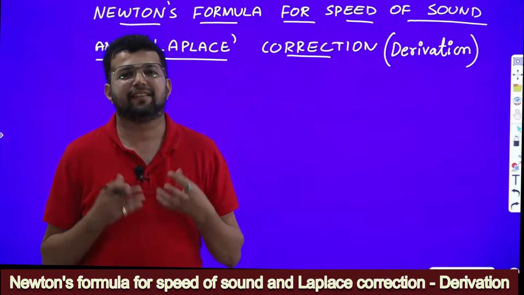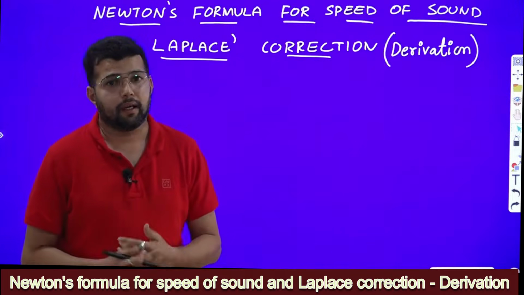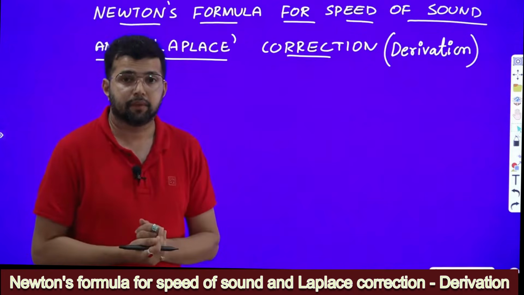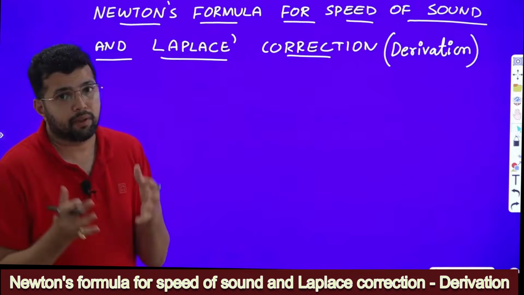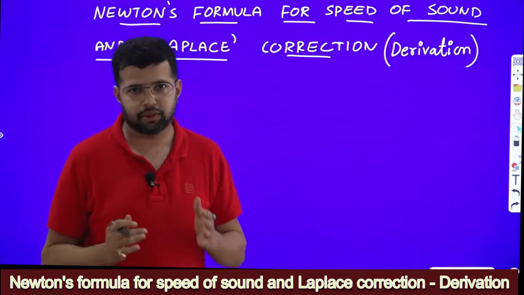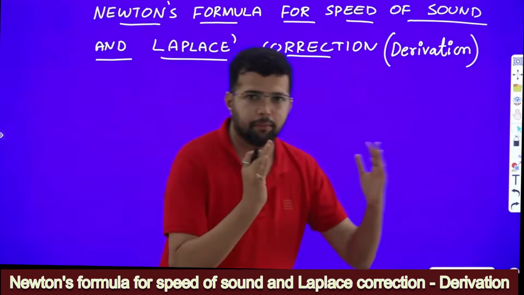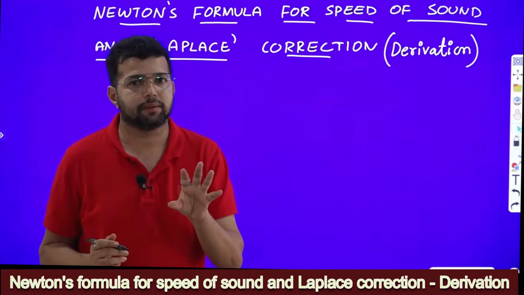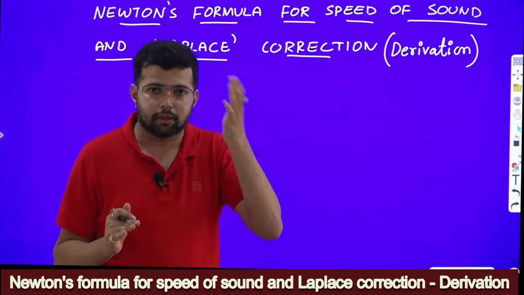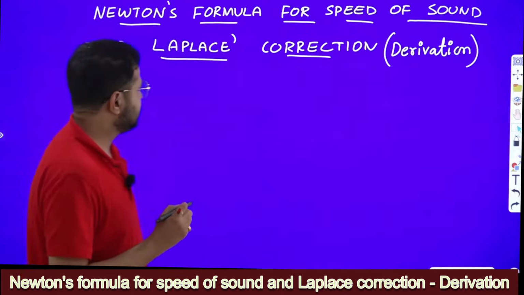Hello my dear students, in this session we will discuss Newton's formula for speed of sound and Laplace correction for it. What Newton thought is that the propagation of sound wave in air is an example of an isothermal process. Sound waves are longitudinal waves that move in the form of compressions and rarefactions. In that process the temperature is constant, that is, it is an isothermal process. Newton thought that propagation of sound waves in air is an isothermal process.